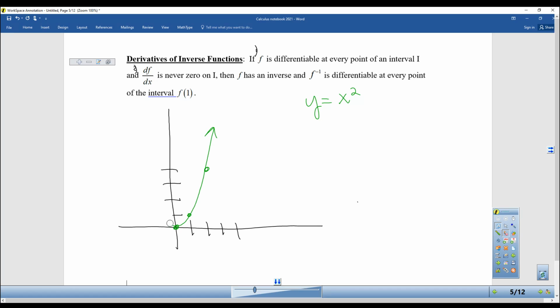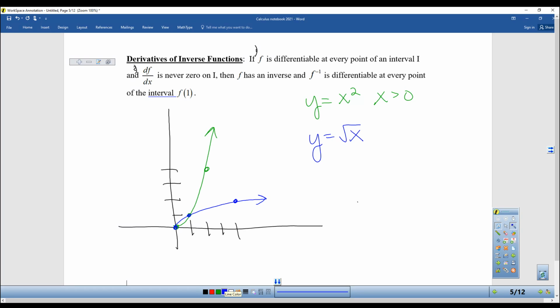When I limit the domain to x is greater than or equal to 0, now it is differentiable at every point, and the derivative can't ever be equal to 0. Hold on. Get my little eraser back. Just greater than 0. Okay. So the inverse function is y is equal to the square root of x. So that starts at 0, 0, 1, 1, 4, 2. Looks like that. Remember, inverse functions are reflective over the line y is equal to x.